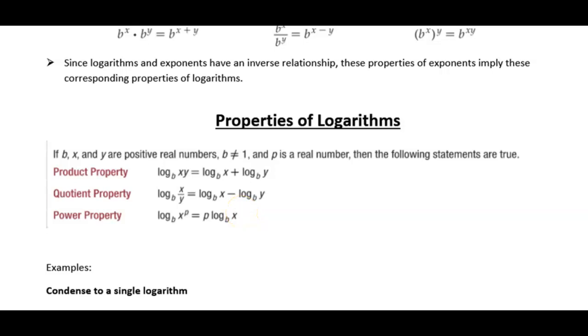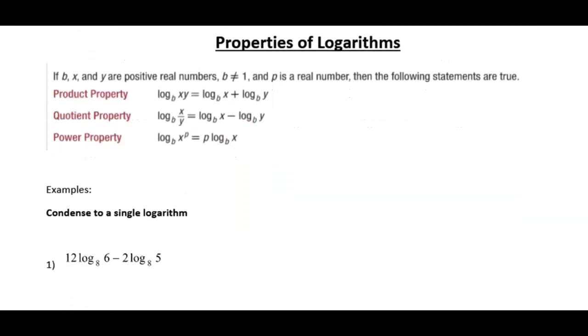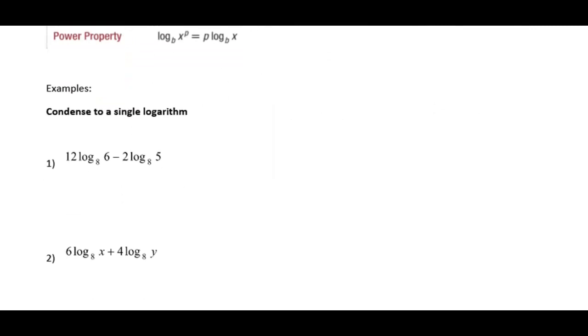Hopefully this will make sense when we do a few examples here, and that's what we're going to do today. We're just going to practice condensing and expanding our logarithms, and then tomorrow we'll actually solve equations with these.